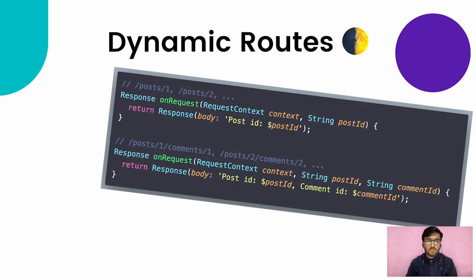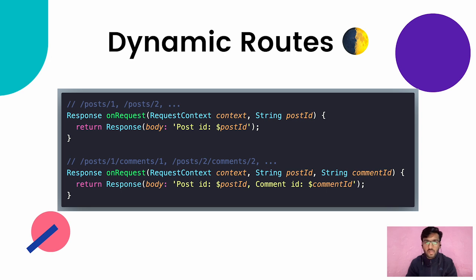Also, we have seen that Dart Frog provides support for dynamic routes. Like we created one folder with square brackets and ID, so we can accept this ID in our list of arguments, and we can do some operations based on these IDs, or maybe access that particular resource. And it also supports nested dynamic routes. So we have post1/comments1, maybe post2/comments2. We can use this second parameter also as an ID in our list of parameters.